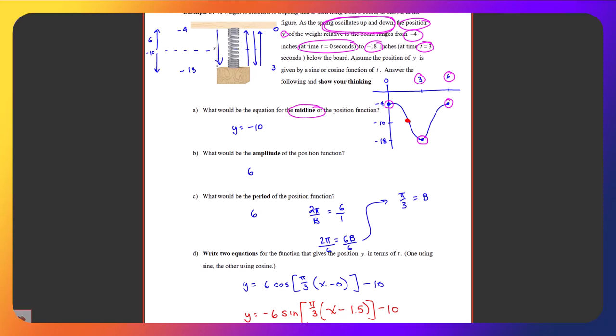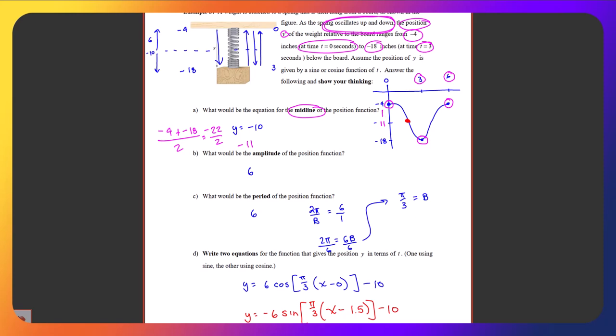So the midline, you can take the average, because this is an average halfway between. So if I take -4 plus -18, and divide that by 2, I get -22/2, and I get -11. So let me correct that. Why I wrote -10, I have no idea.